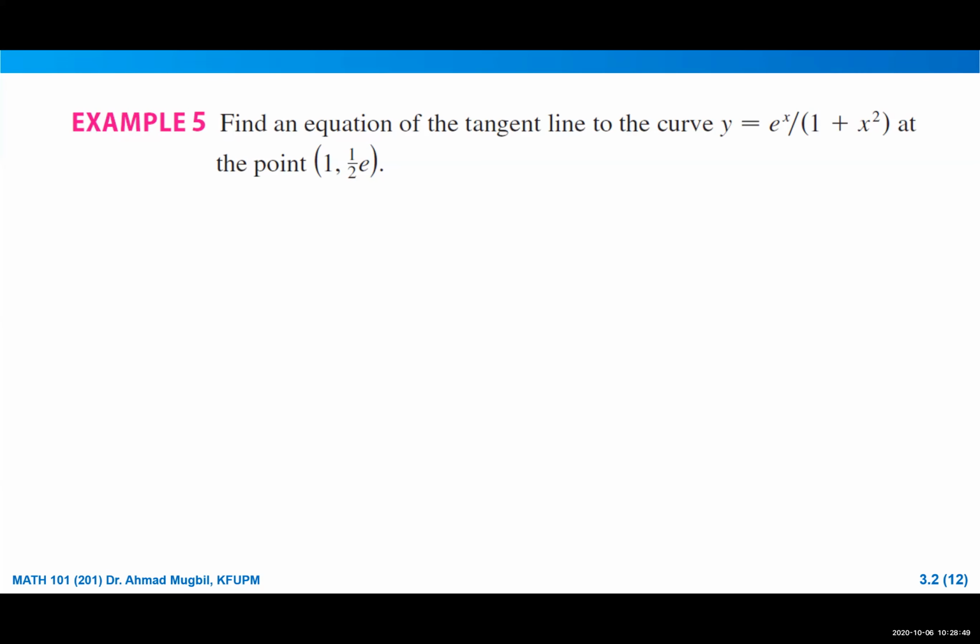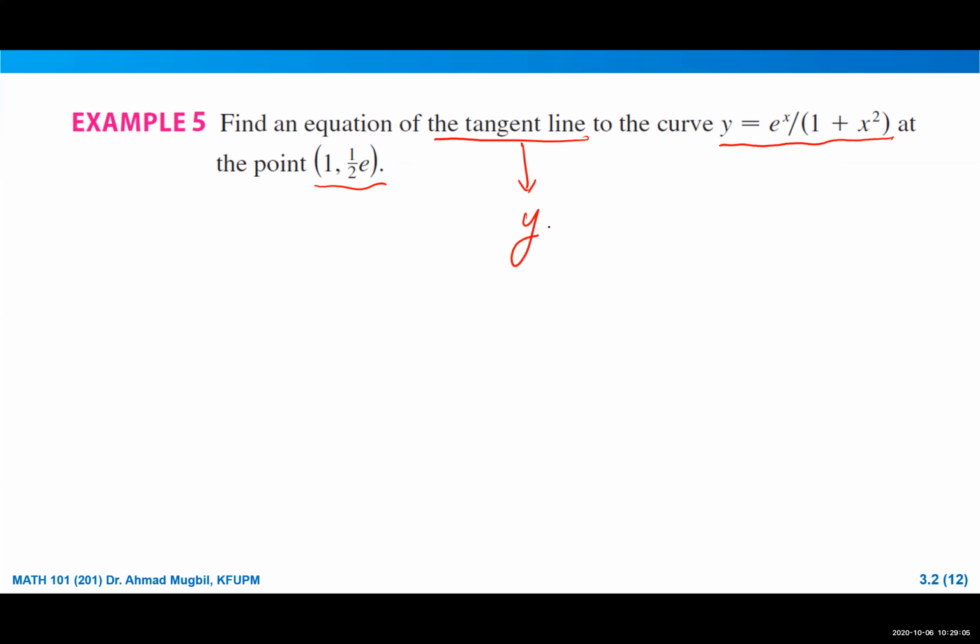Example number 5: find the equation of the tangent line to this curve at this point. So this is also not a direct question. What is the trick here? What is the tangent line equation? Do you remember the tangent line equation, Shabab?